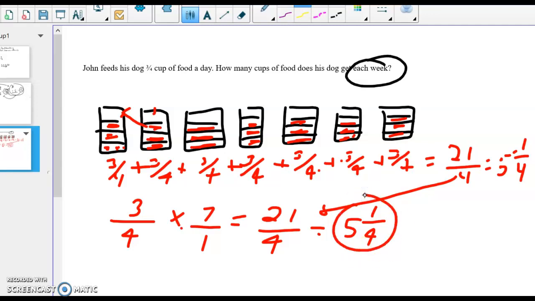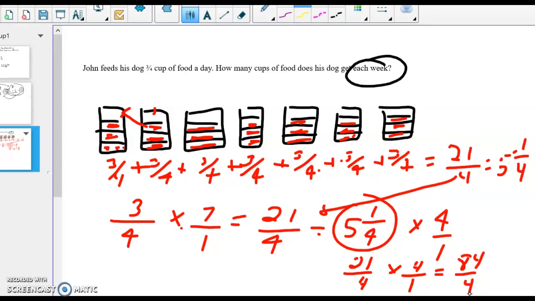5 and 1/4. So then what if the question said, well, how much would the dog eat in a month? Then you'd take your 5 and 1/4 and multiply it to what? That's right, a month is 4 weeks, so you go 4/1. And you know this 5 and 1/4 is the same as 21/4, so I'd just rewrite it that way. 21/4 times 4/1. And we know 21 times 4 is 84, and 4 times 1 is 4.